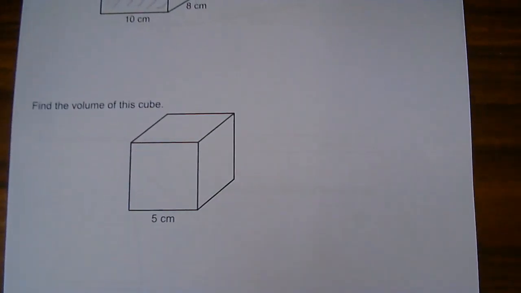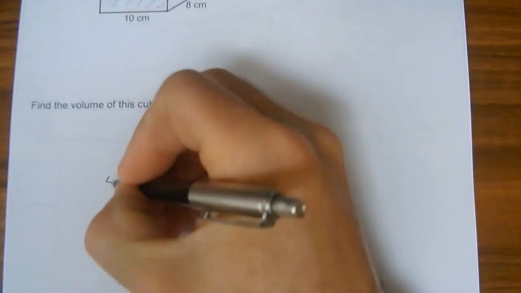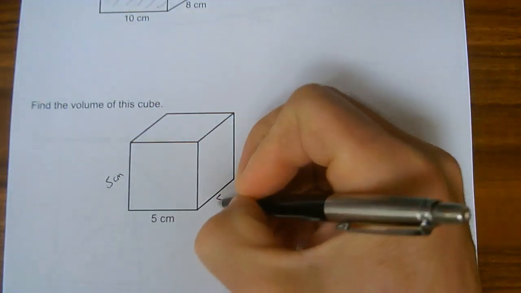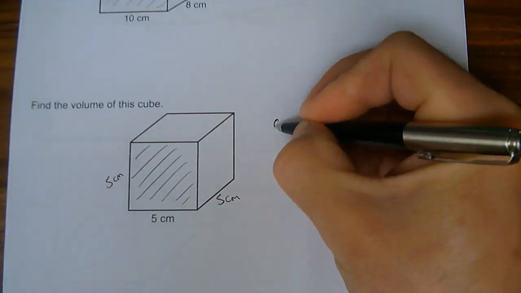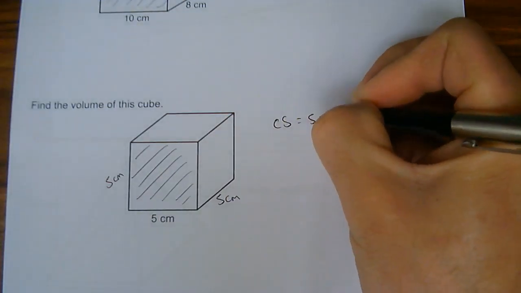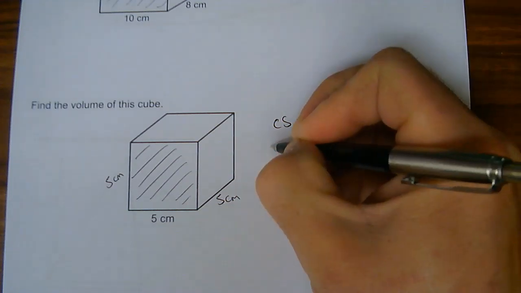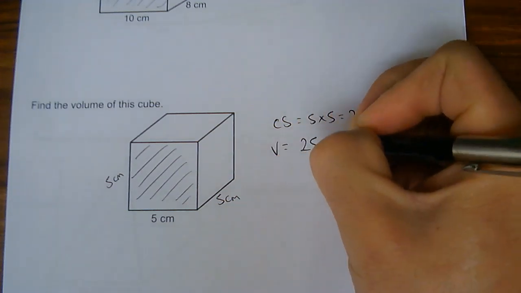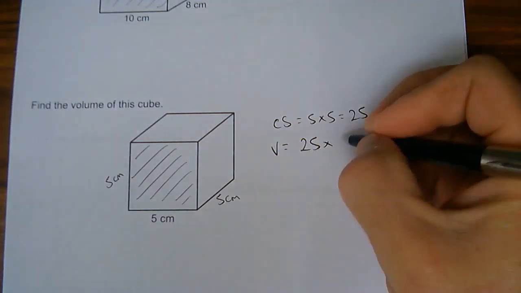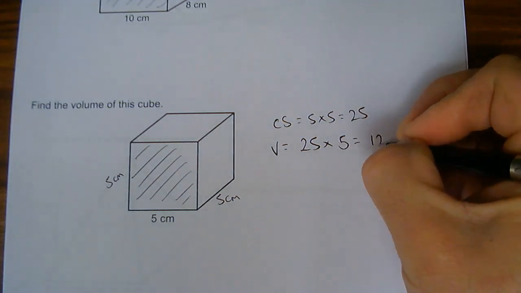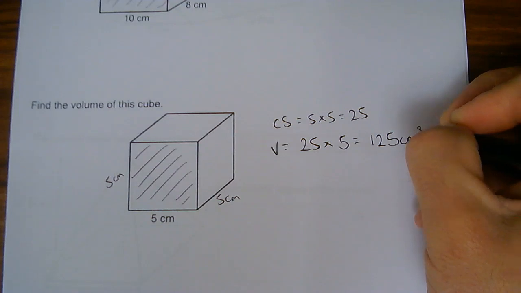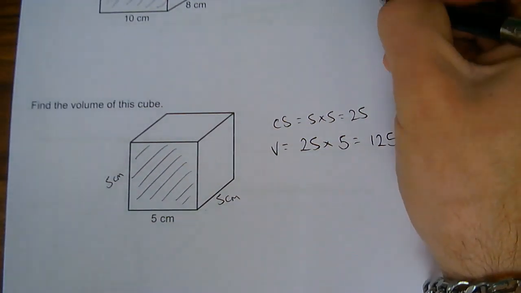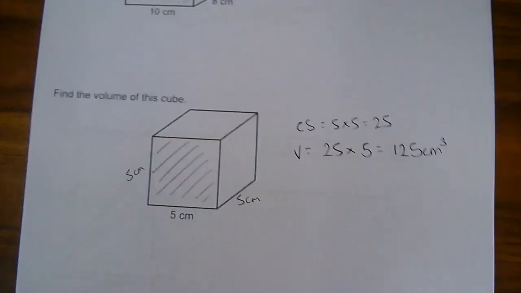Next part was to find the volume of this cube. Well, if it's a cube, that means everything is 5 centimetres. So again, I'm doing my cross section first, so my cross section here, 5 times 5 is 25, my volume is my cross section, 25, times by how long the shape is, which means I get 125 centimetres cubed. The first one should obviously be cubed as well.